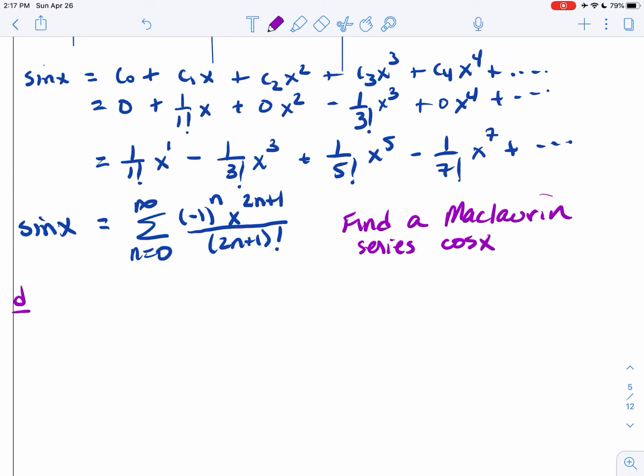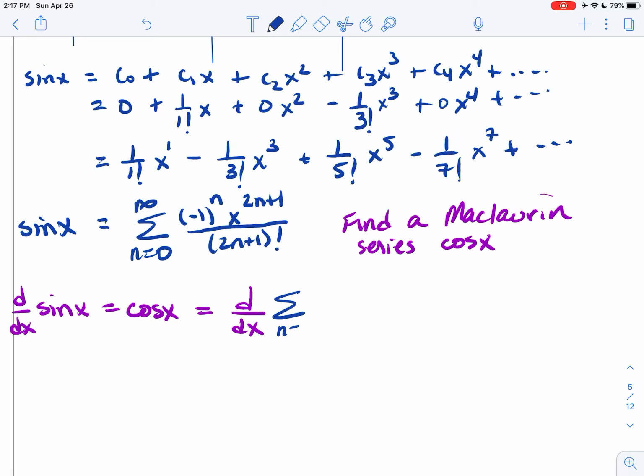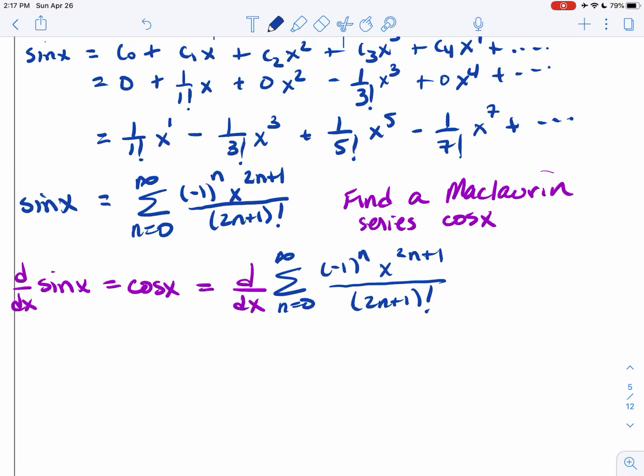So find a Maclaurin series for cosine x. We notice that the derivative with respect to x of sine x equals cosine x, and so we would be taking the derivative with respect to x of our series here, the sum from n equals 0 to infinity of (-1)^n x^(2n+1) over (2n+1) factorial.